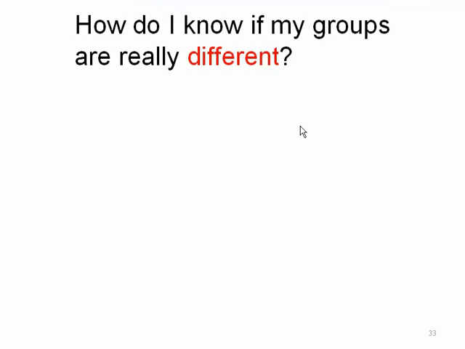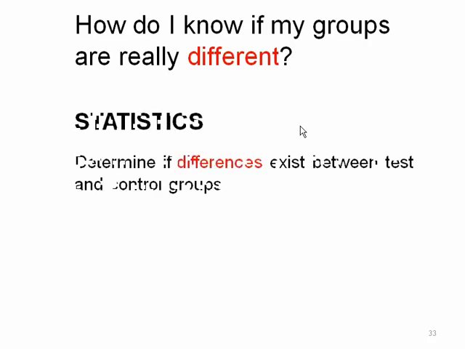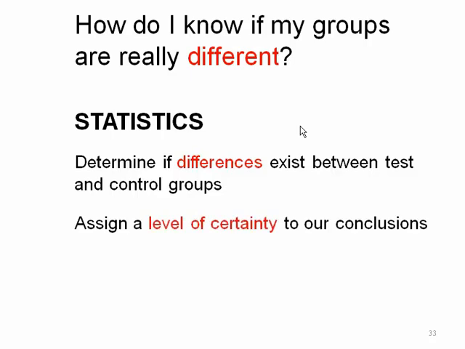But how do you know if your groups are really different in terms of applying a treatment? It's important to apply the discipline of statistics, and this allows you to quantify and determine whether or not there are any differences between the test and control groups, say in the case of the watering experiment, after a certain amount of water has been applied. In any event, we can't control for all variables, and so it's important to assign a level of certainty to our conclusions if we conclude that more water equals better plant growth, for example.